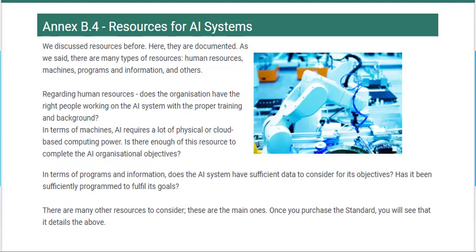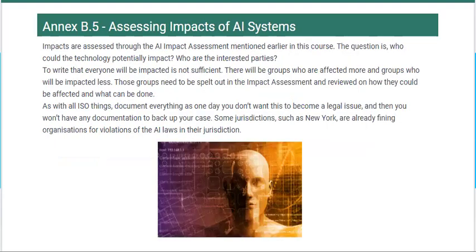Is there enough of this resource to complete the AI organizational objectives? In terms of programs and information, does the AI system have sufficient data to consider for its objectives? Has it been sufficiently programmed to fulfill its goals? There are many other resources to consider, these are the main ones. Once you purchase the standard, you will see that it details the above.